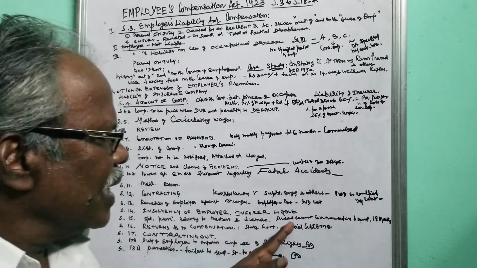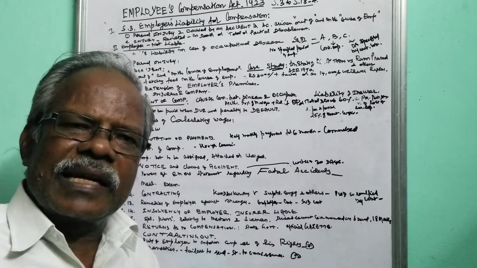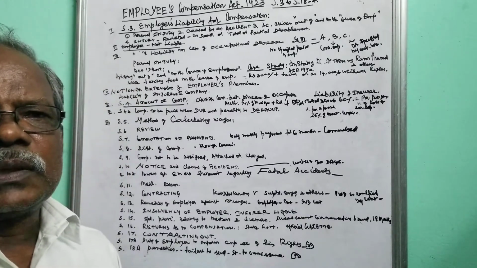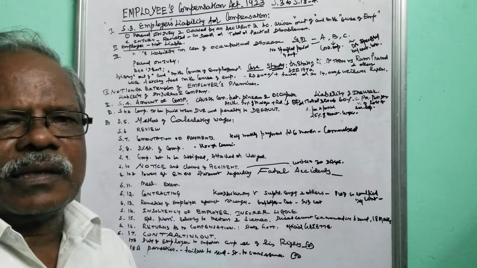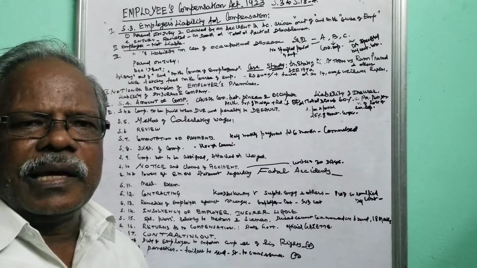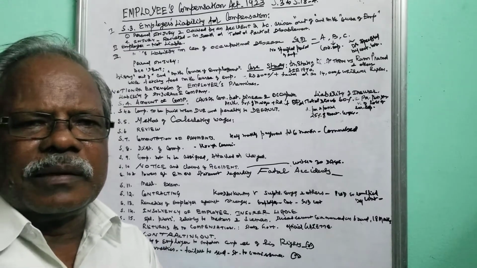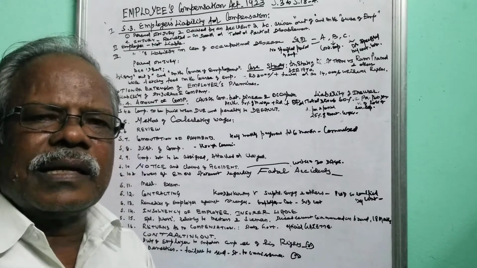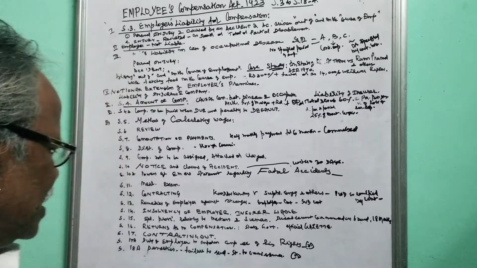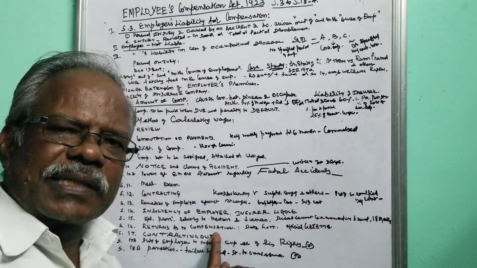Suppose the ship itself has gone out of peril, or it might have sunk in the sea, then the claim can be made by the dependent legal heirs, and they are eligible for the compensation. Then section 16, return as to compensation.